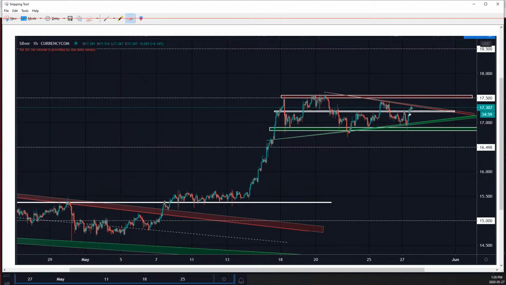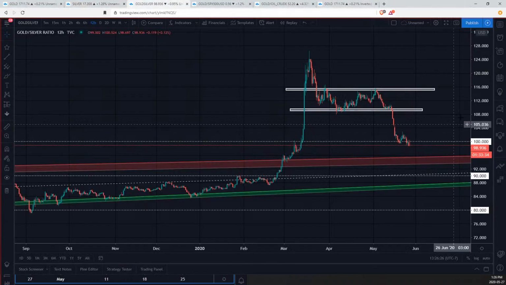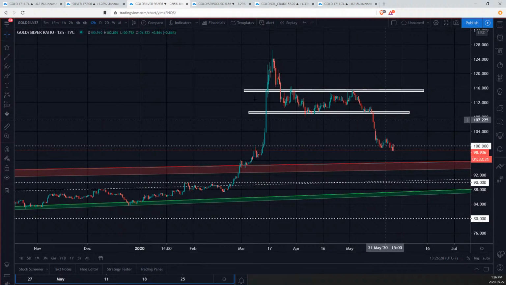But before that, I'm not going to be doing anything. I'm not going to be entering early because it still has not broken our main level of resistance. But why am I still so bullish on silver is because of the gold and silver ratio.